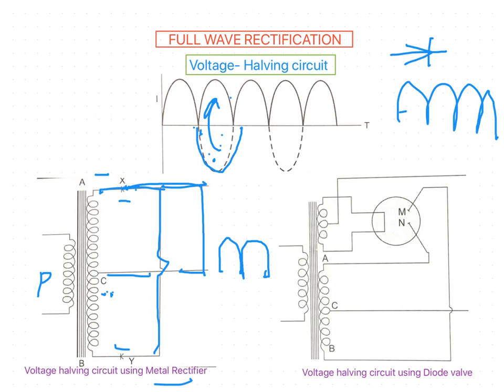How these changes are happening: because of changing A and B into positive and negative, and by using these metal rectifiers, we are getting full wave rectification.